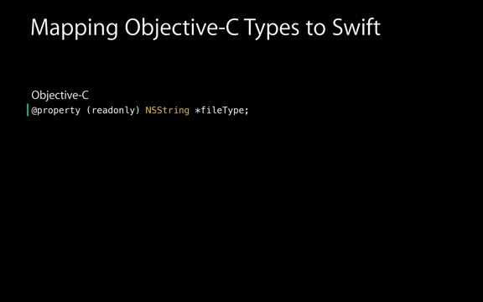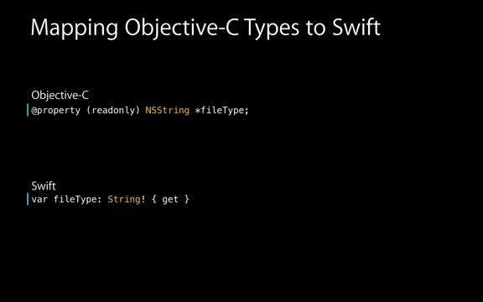So here we have the file type property that's an NSString. This is going to come into Swift as a native Swift string. Now again, we have the implicitly unwrapped optional here, so that nil can be passed through, since string doesn't have a notion of nil inside it.